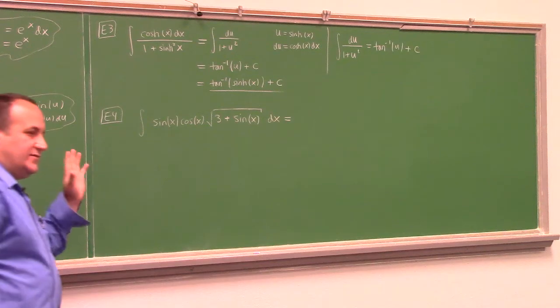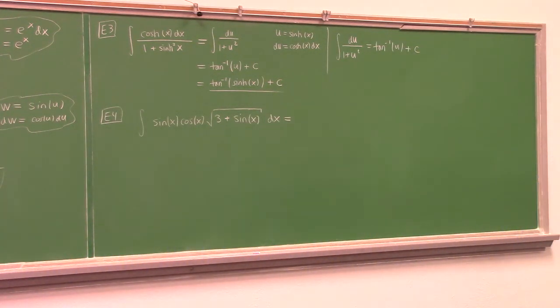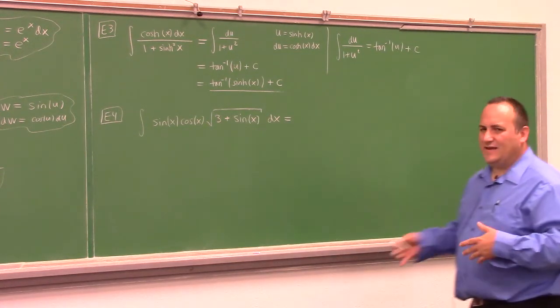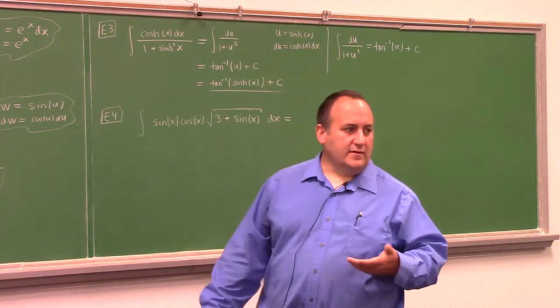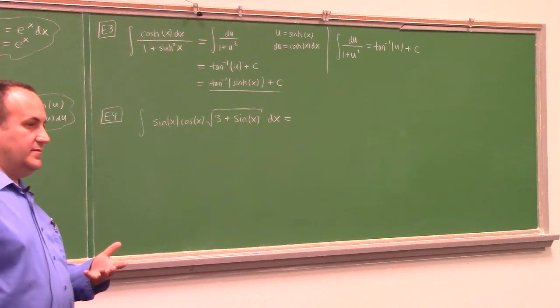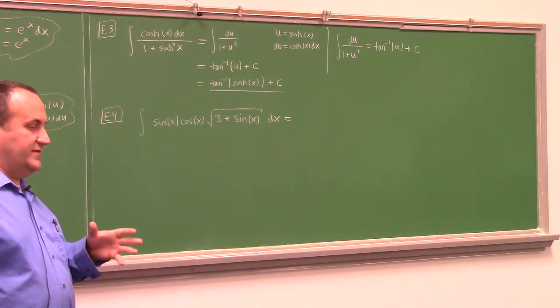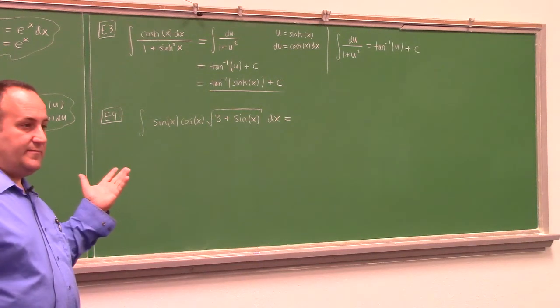So you've got choices here, right? You can either group the sine or the cosine with the dx to make your du. As a general rule of thumb, if you've got a square root, it's probably a good idea if it's just a square root in the numerator, right?